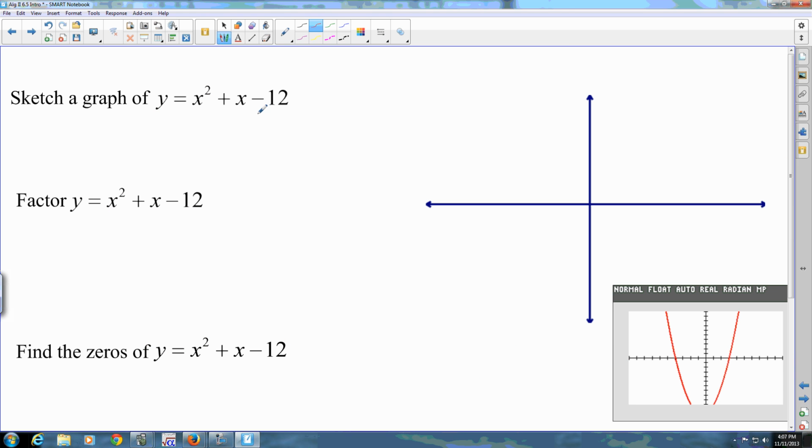Okay, this one, sketch a graph of it. I can't pull up the graphing calculator. Here it is. So I'm just going to pull this thing up here as if I sketched it. Okay.